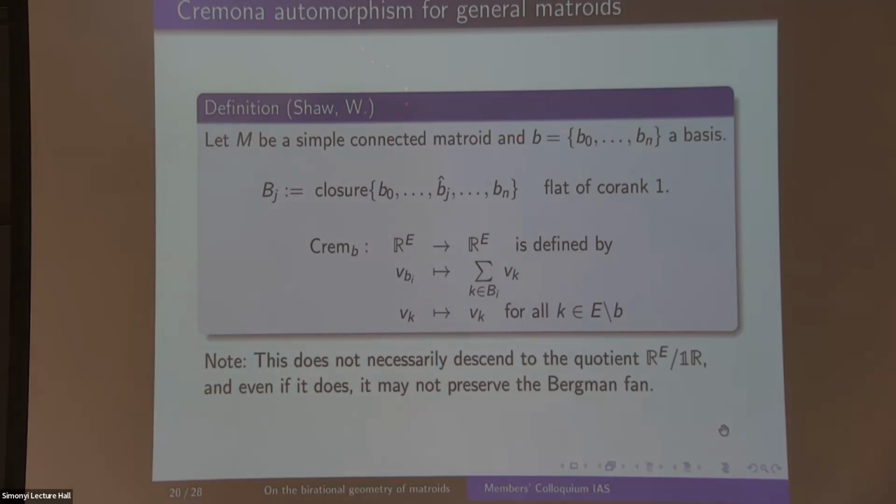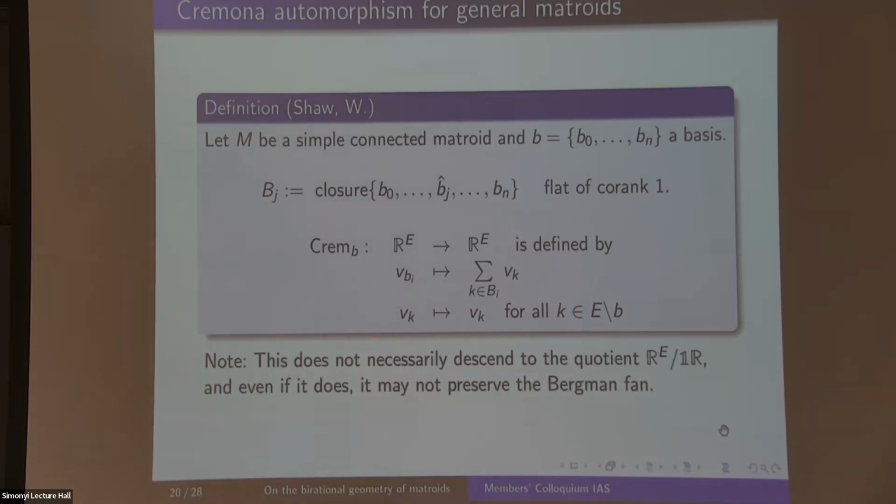Take a simple connected matroid and take a basis. And then we call the following map a Cremona associated to a basis. This takes the indicator vector of a basis element and maps it to the indicator vector of a co-rank 1 flat, which we get by getting rid of the associated basis vector. So it exchanges rank and co-rank 1, so to speak. Okay. This is a flat. You have B_i taken out, you take the closure of the rest, and this is the indicator vector of that flat. So the basis goes to a co-rank 1 flat, and the rest is unchanged.